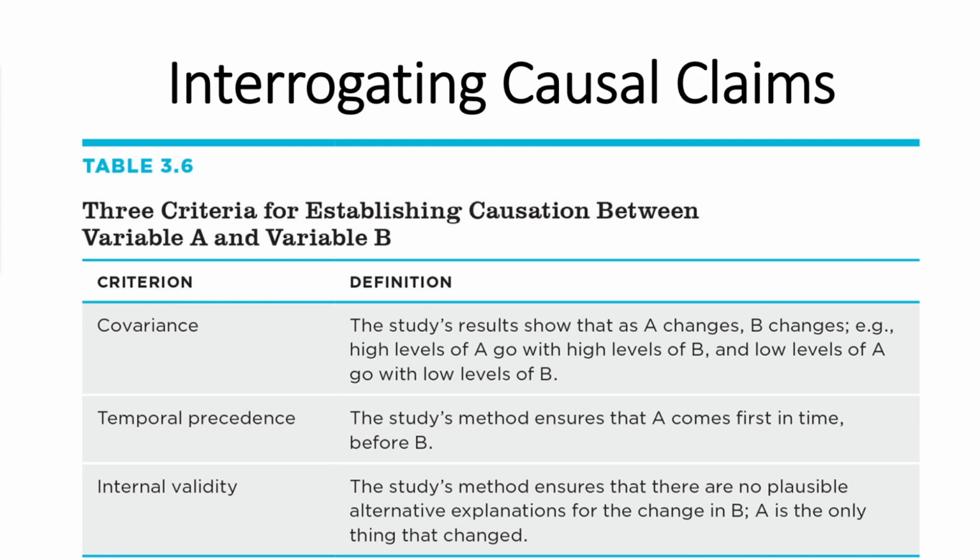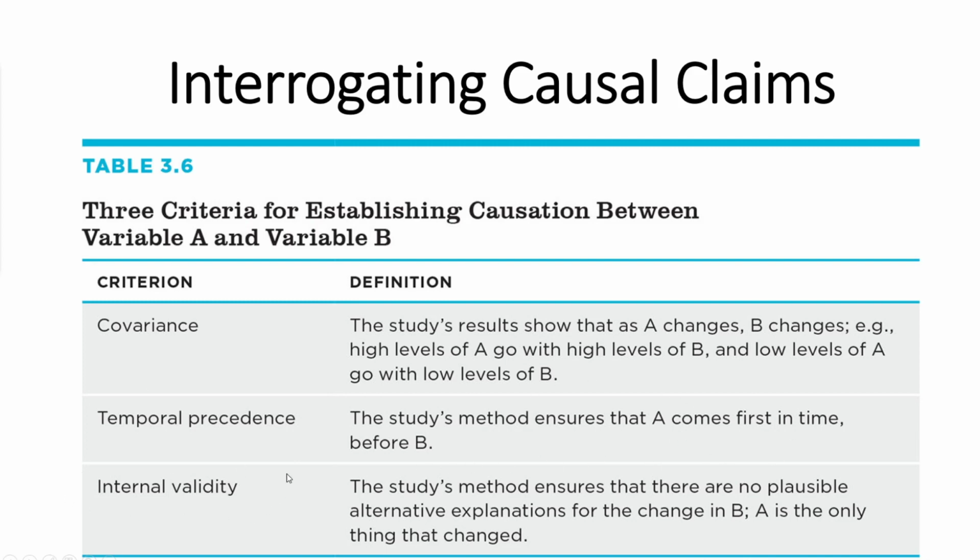The next thing that we also have to see is temporal precedence. Temporal meaning in time, precedence meaning that one has to occur before the other. And so in our study, we should have the methods set up so that we ensure that A comes first in time. If A is causing B, then we should measure A first and then measure B. So that temporal precedence has to be taken into account, and we have to see that in our results as well.